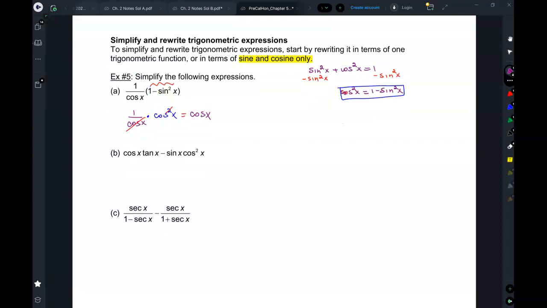Okay? One squared. One of it is like x squared over 1. Because what you have here is cosine squared x over cosine x, right? And it's just like having x squared over x. You cancel 1 with 1, right? And you get cosine x.